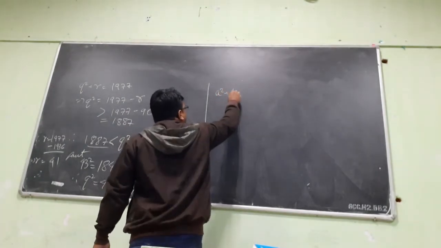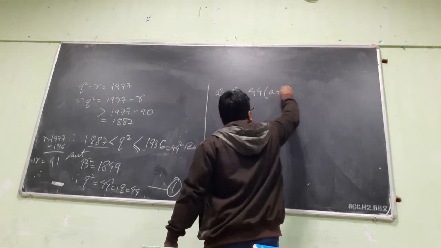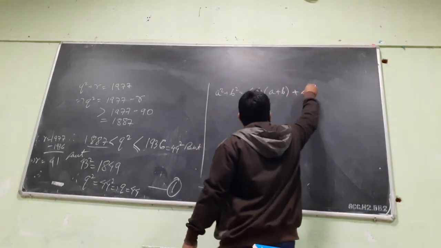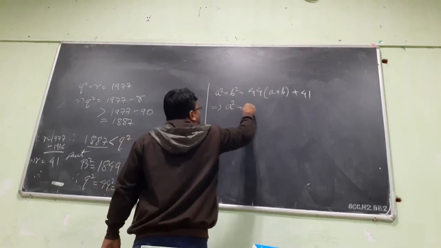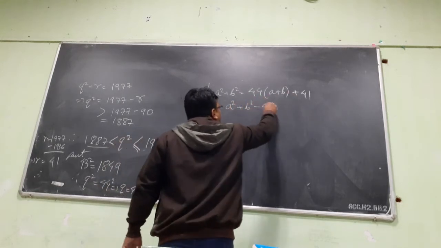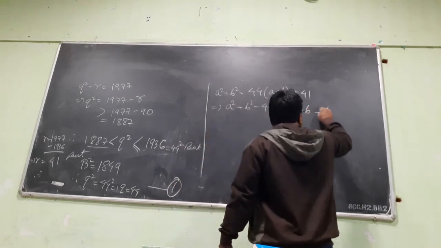a square plus b square will be equal to 44 into a plus b plus 41. So now we will factorize this, a square plus b square. We bring everything to one side: a square plus b square minus 44a minus 44b minus 41.